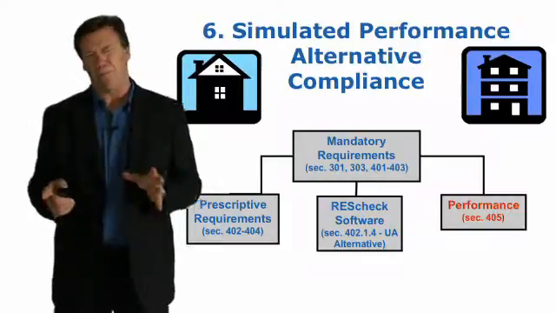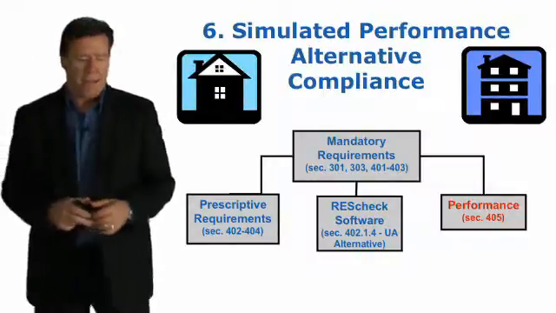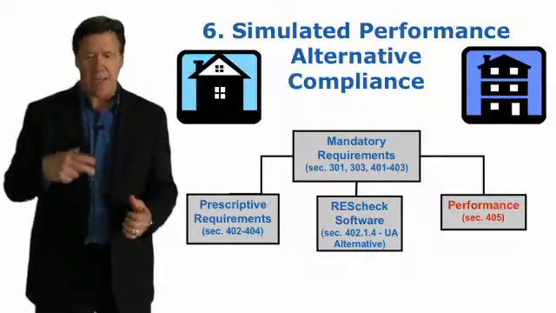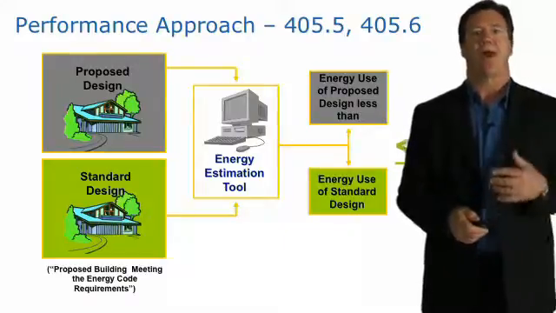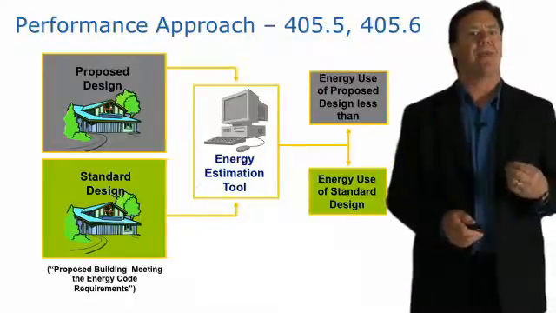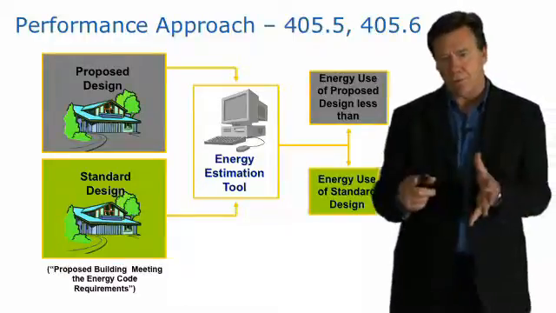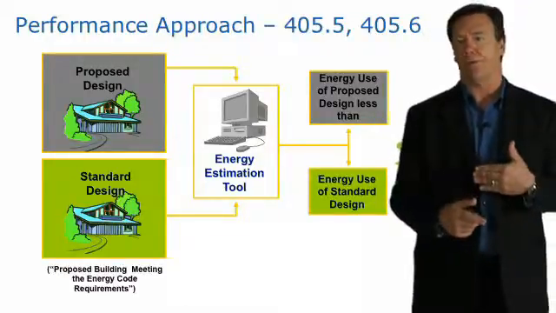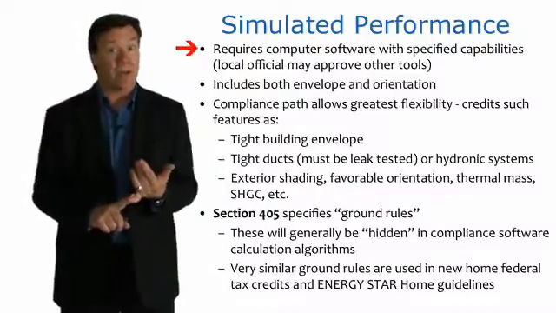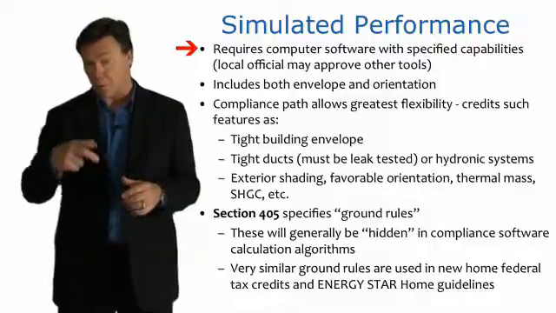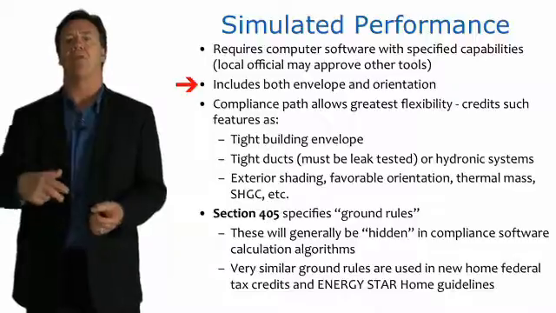Now we have the simulated performance alternative, and this is what we call the performance method. This is where we use a base case and a compliance software tool to determine if we've complied or not. So we have a proposed design, and then that is compared to the standard design. You input the proposed design into this computer program, and then it goes through and determines whether or not you comply. So the simulated performance requires approved computer software. The local code official can approve other tools. It also includes both envelope and orientation.